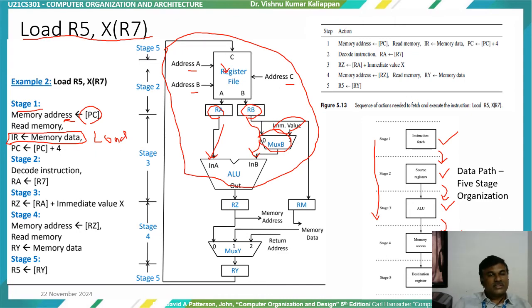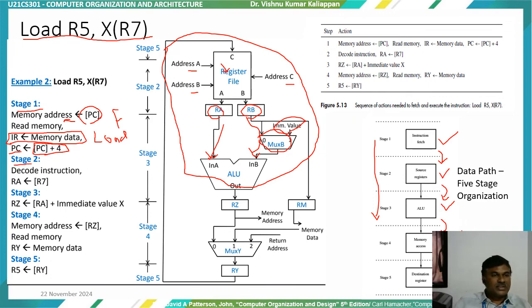Once the instruction is fetched, what is the role of the program counter? The program counter will increment by 4 based on the size of this particular instruction, and then the first stage is completed. So the first stage is what? It is the fetching stage. In the fetching, we have fetched the particular instruction from the memory, put it into the instruction register, and then incremented the program counter.